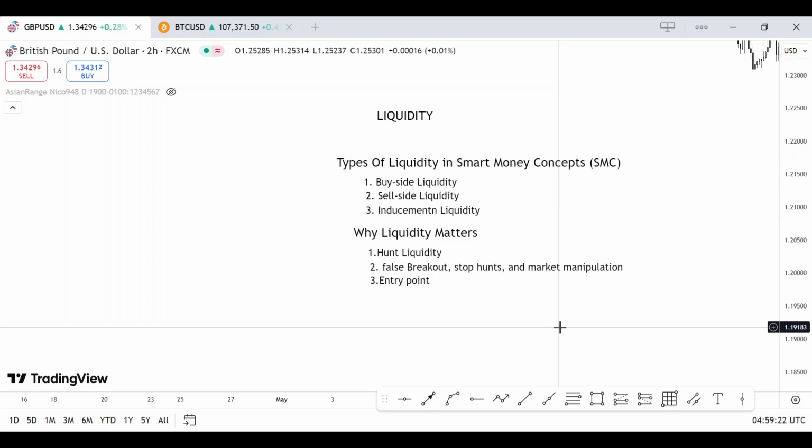Today in this video we'll be talking about liquidity. Most traders lose money not because they can't read the chart or they can't trade, but because they don't understand the concept of liquidity, why their stop losses keep getting hit. In this video, I will break down exactly what liquidity is, how smart money uses it to trap retail traders, and how you can flip the script to trade with the big players.